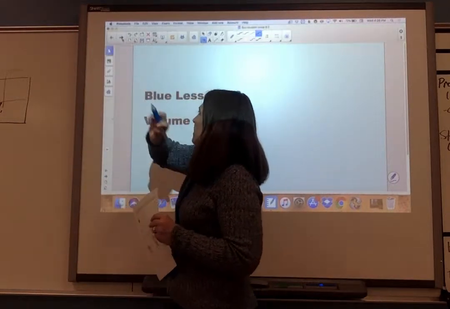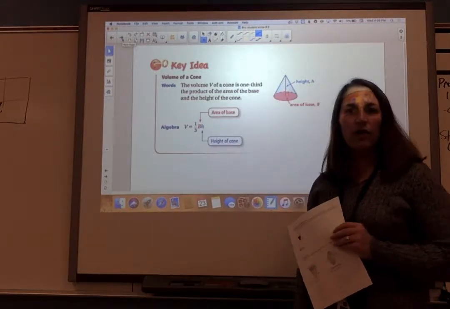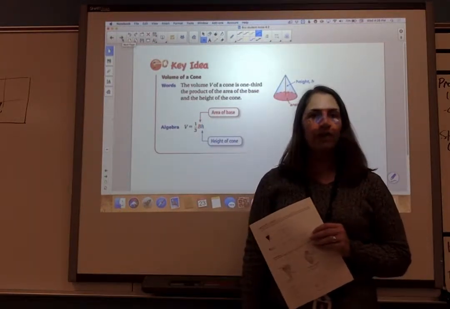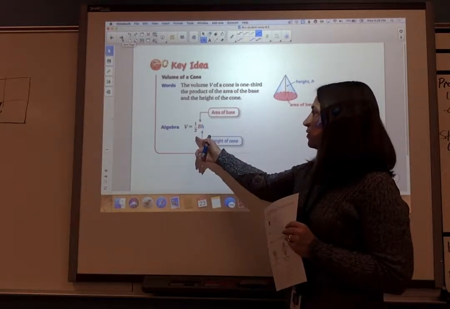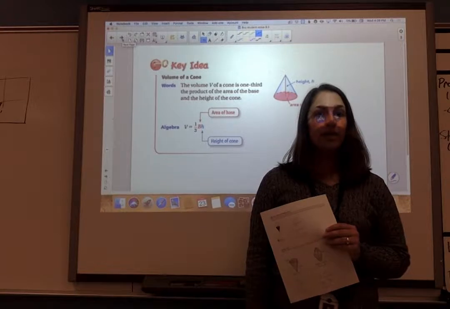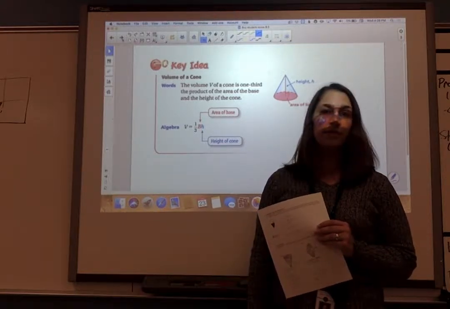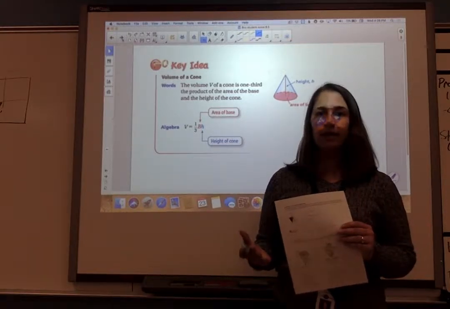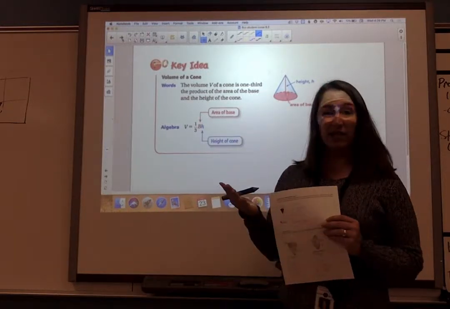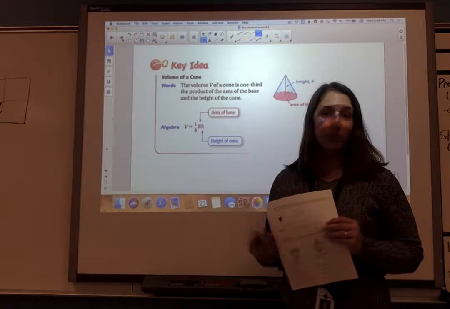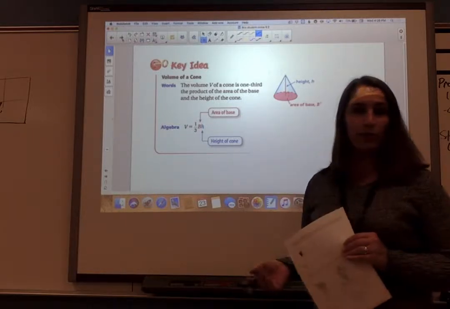So we'll start with a key idea that the volume of a cone is 1/3 the product of the area of the base and the height of the cone. So volume equals 1/3 times capital B for area of the base times height. This looks just like the volume formula of a pyramid, and that's because a cone is basically a pyramid with a circular base. So that's why those formulas are the same.